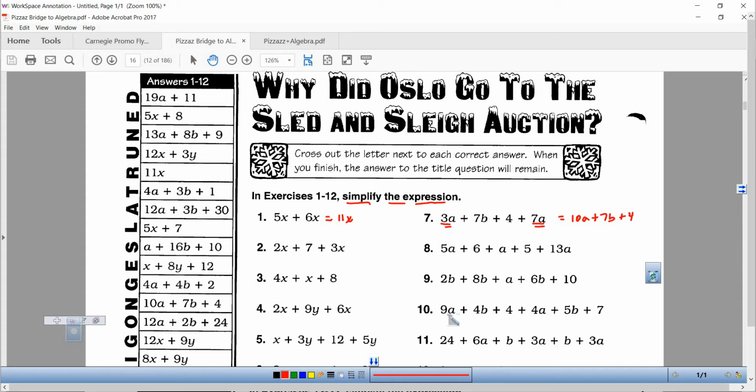All right, so let's jump down here to number 10. Let's see, I've got 9a here, and I've got 4a here. Well, 9a plus 4a, that's going to give me 13a. All right, and then I have 4b being added to 5b, and that's going to give me 9b. And finally, I have a plus 4 and a plus 7, and when you add 4 to 7, you get plus 11. So you can see it is more simplified. I went from 1, 2, 3, 4, 5, 6 terms and combined it down to 1, 2, 3 terms.